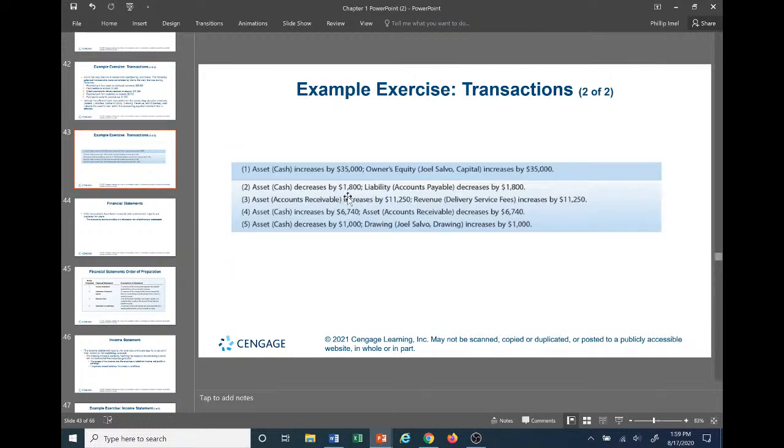Asset cash decreased by $1,800, right? Because we paid it, money's going out the door, cash is decreasing. And then the liability, accounts payable, also is decreasing by the same amount of $1,800 because recall, when we owe a creditor money, it's a liability. So we're using cash, decreasing assets of cash in order to satisfy a liability, meaning relieve it or reduce it by the same amount of $1,800.